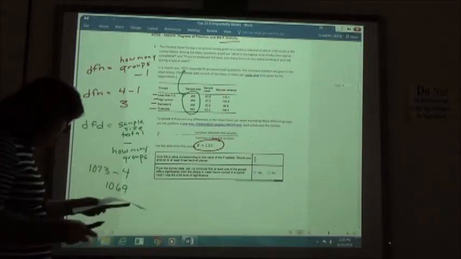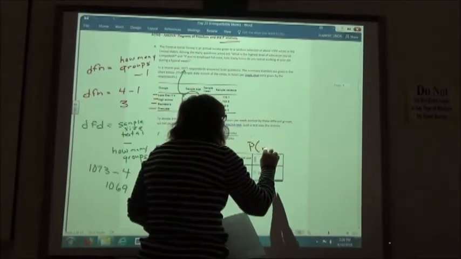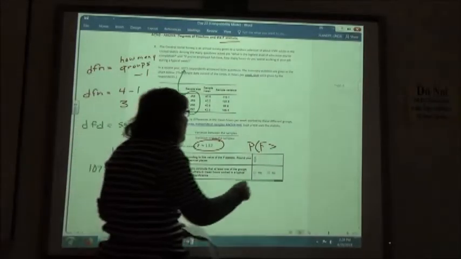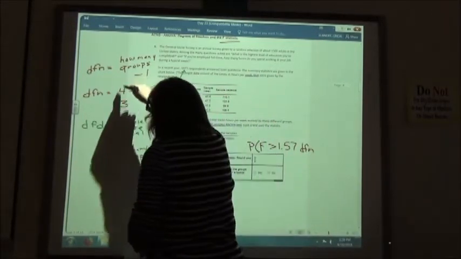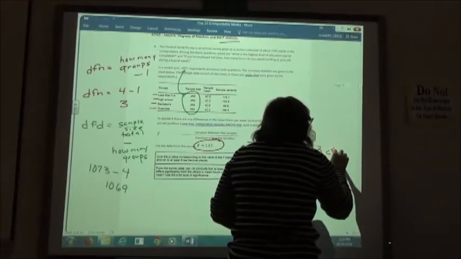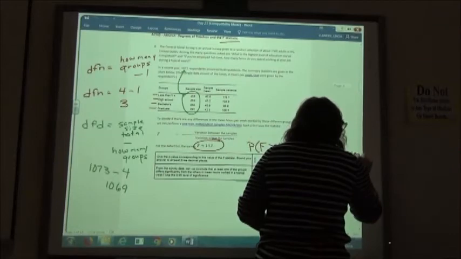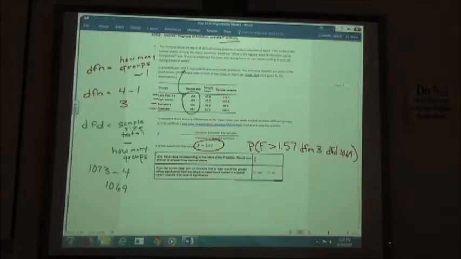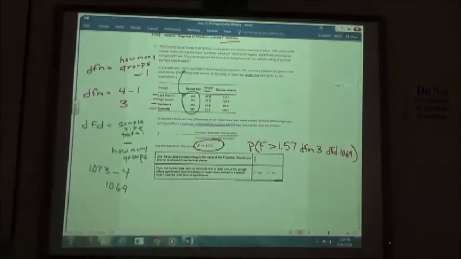So on the ALEKS calculator, we are going to do P of F is greater than our 1.57. Degree of freedom in my numerator, we figured out earlier, was 3. Degree of freedom in my denominator, we figured out earlier, was 1,069. So in the ALEKS calculator, you are going to do P of F is greater than. We're doing the F test. They'll have the number given, already calculated out for you.